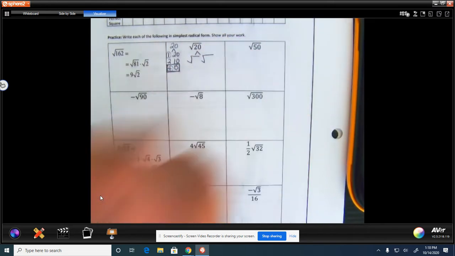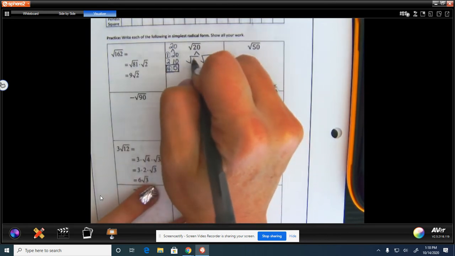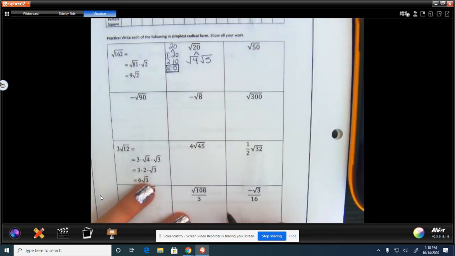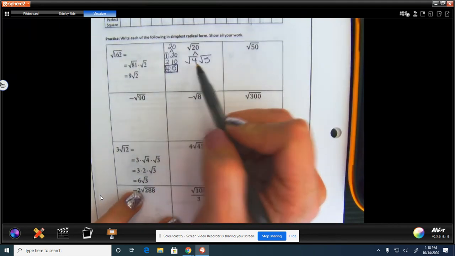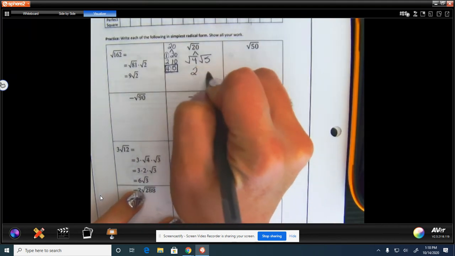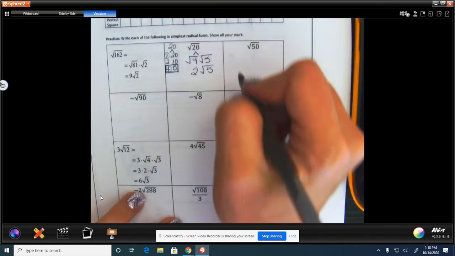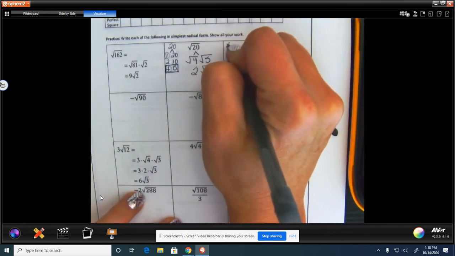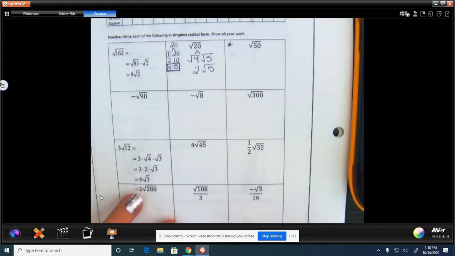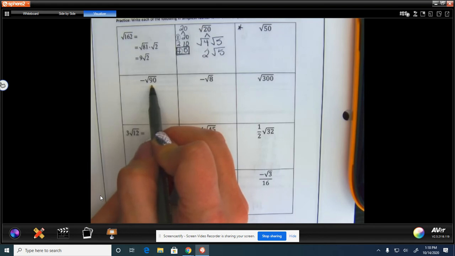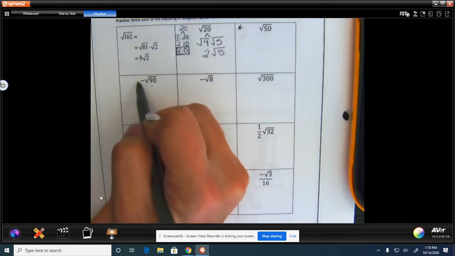Separate it into 2. Perfect square goes first, and its partner second. And now the square root of 4 will be 2, and radical 5 remains the same. Please try this one on your own. And in the meantime, I'm going to come over to the square root of negative 90. Now we have a negative here.